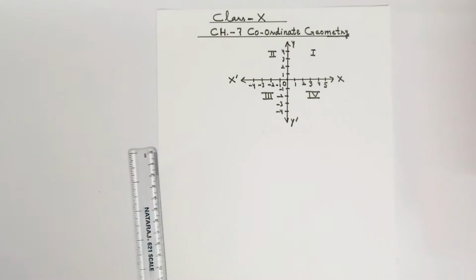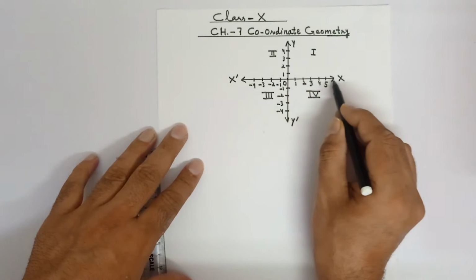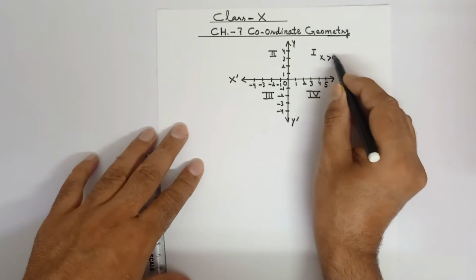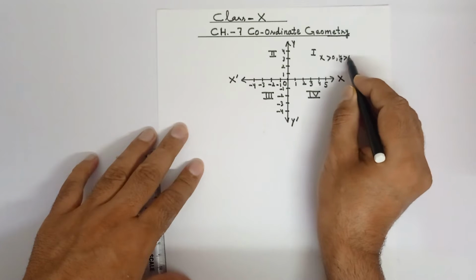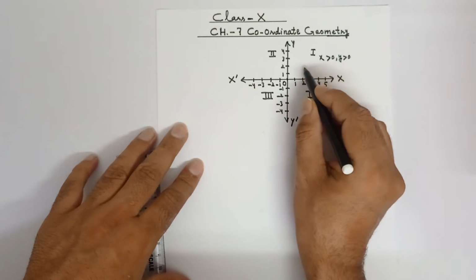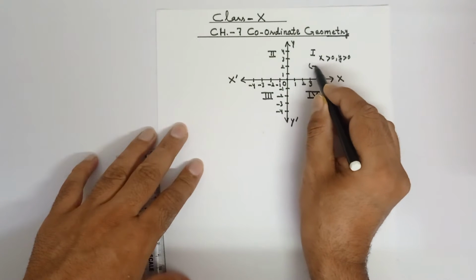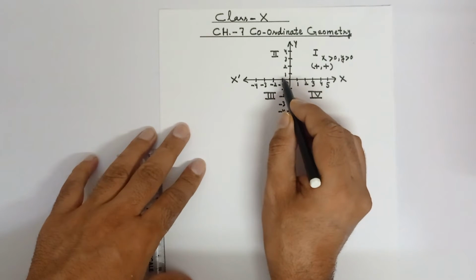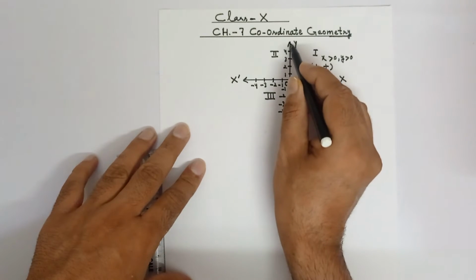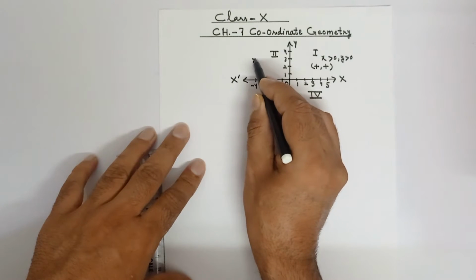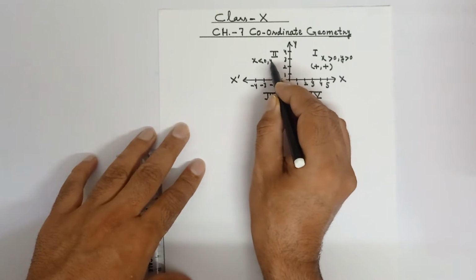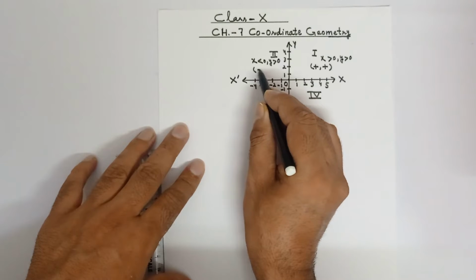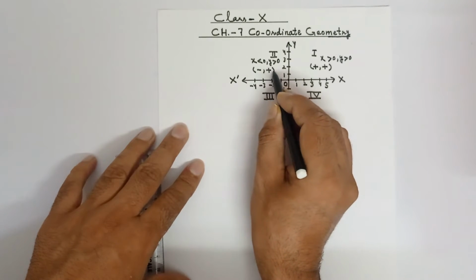In your class 9th, you have studied that in the first quadrant, since the values of x are positive and the values of y are also positive, x is greater than 0 and y is greater than 0. So any coordinate which will lie in the first quadrant will have positive and positive sign. Similarly, in the second quadrant, the values of x are negative and the values of y are positive. Means x is less than 0 and y is greater than 0.